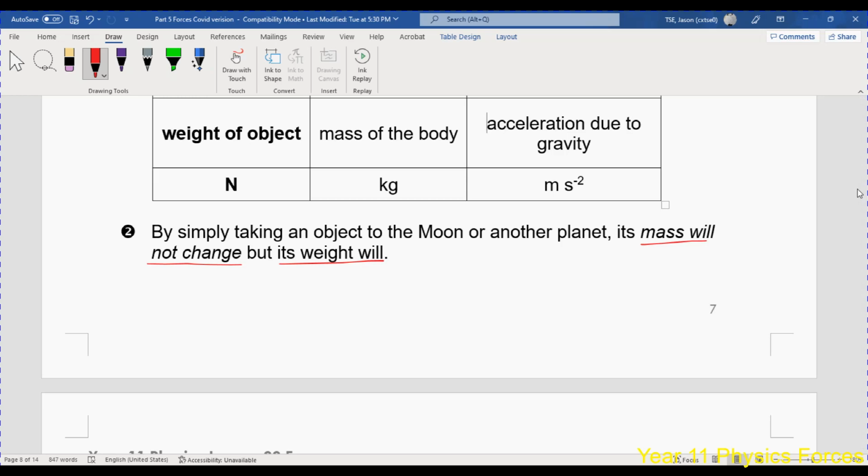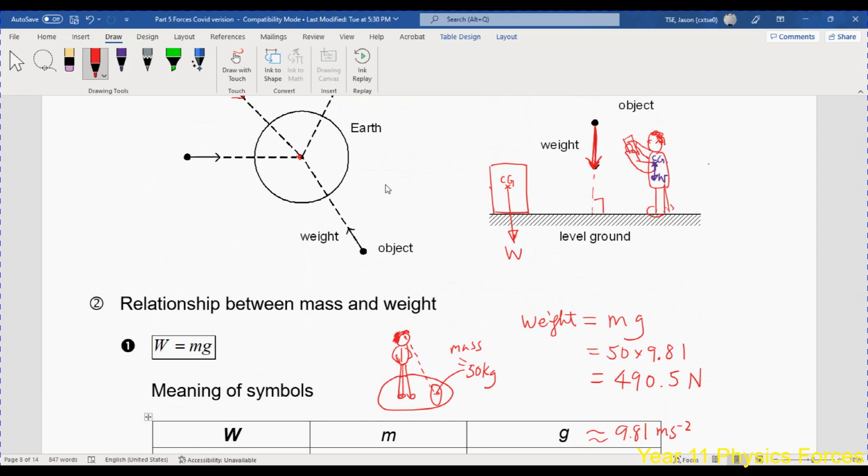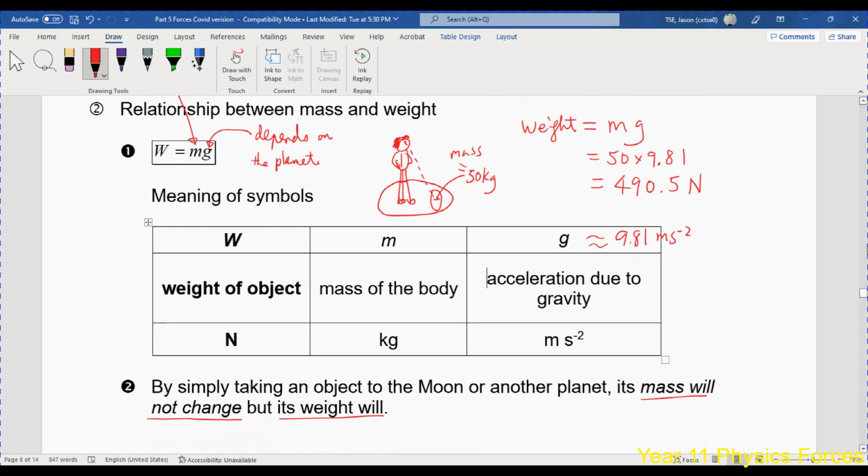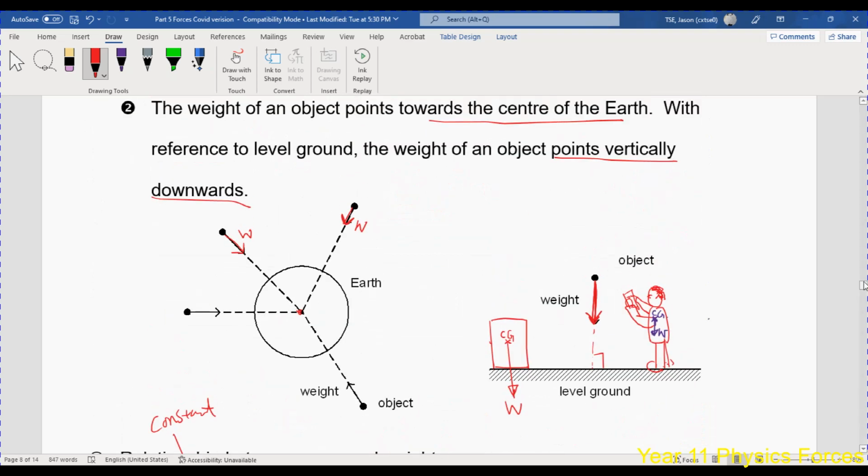Weight depends on two things. Weight depends on mass and g. But mass is a constant. It never changes. g is not a constant. It depends on the planet, which planet you're on.